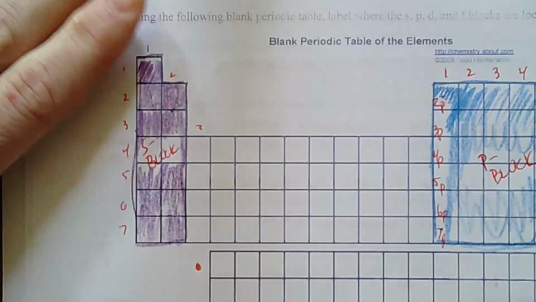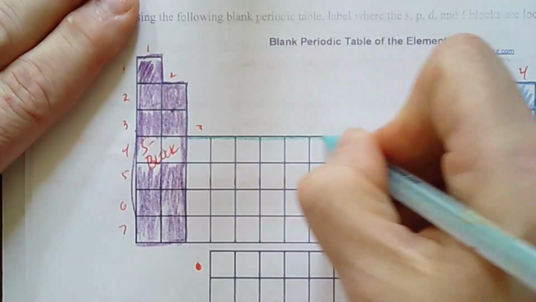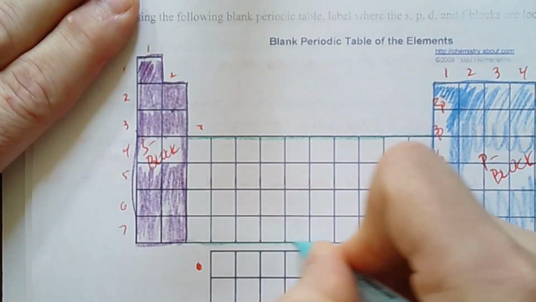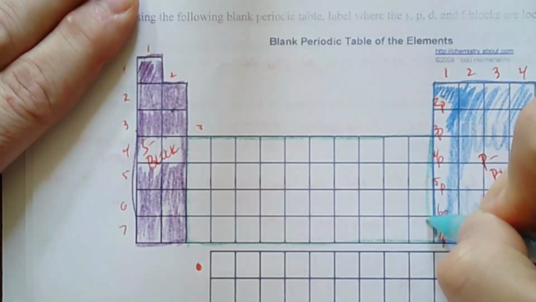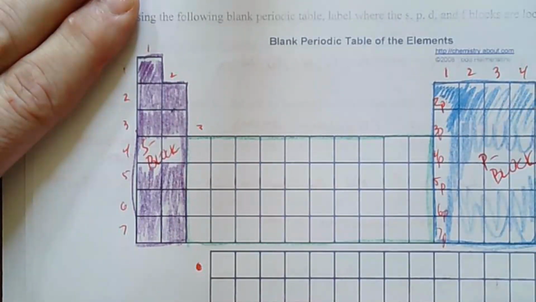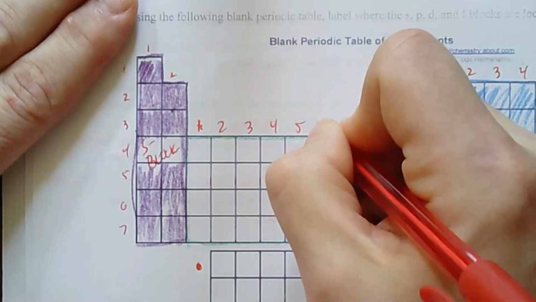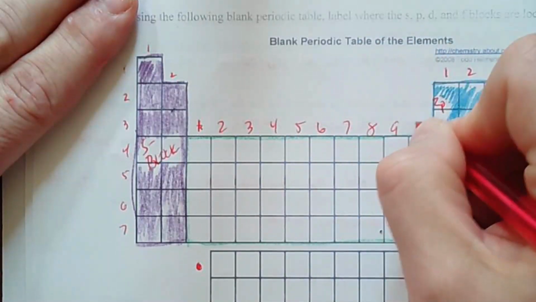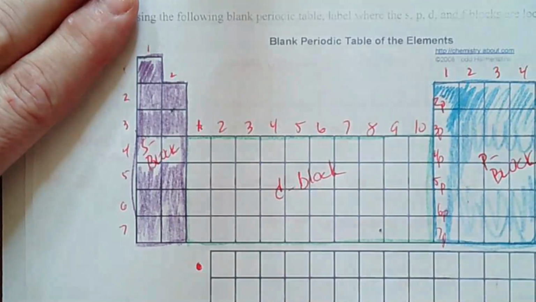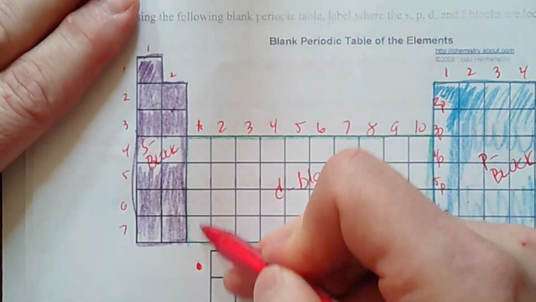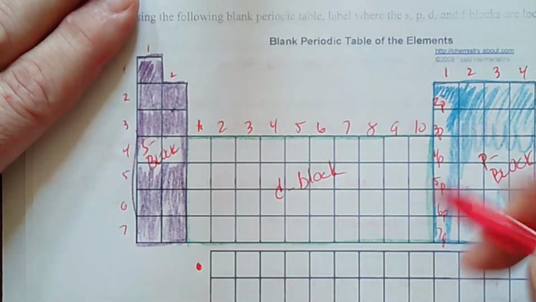So if we look smack dab here in the middle, at this section, and count how many columns are in there, 1, 2, 3, 4, 5, 6, 7, 8, 9, 10, well, this is the D block. So everything here ends in a D1. Everything here, D2, D3, D4, all the way to D7.